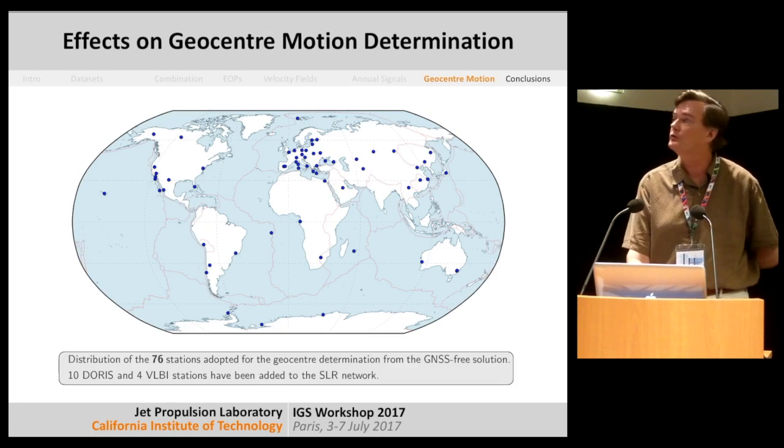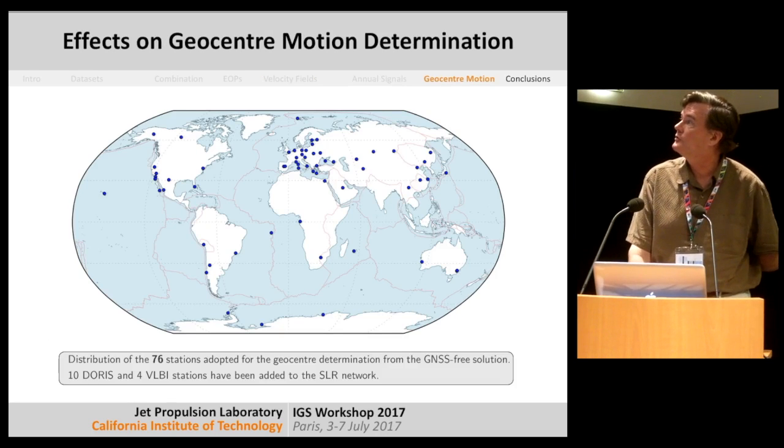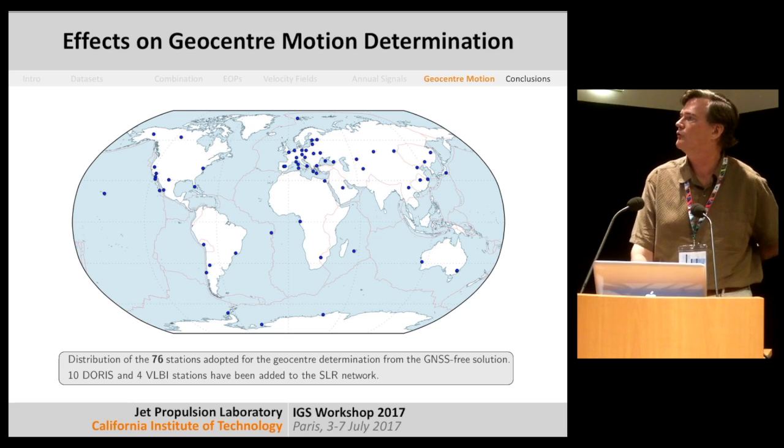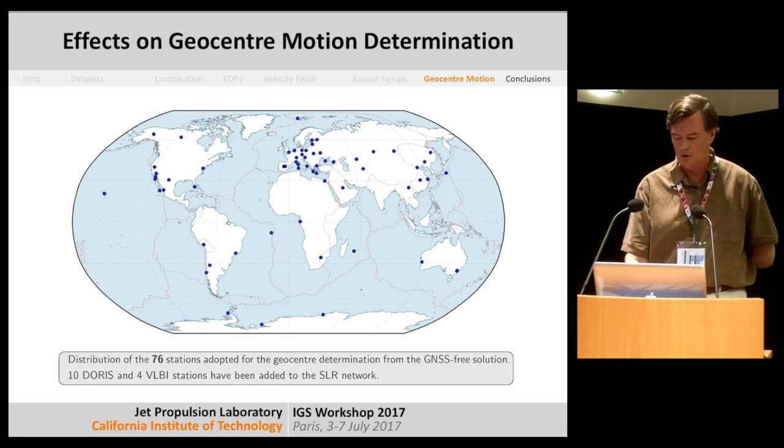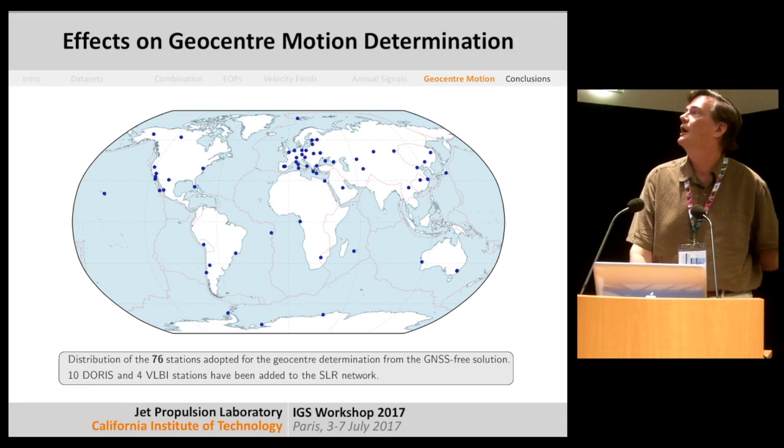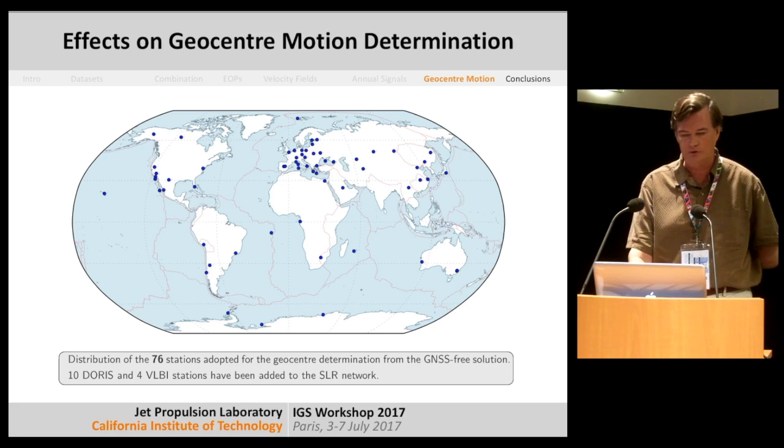Effect on geocenter motion. Here is the station distribution that we used for the no GNSS version of determining geocenter. We had to include 10 Doris and 4 VLBI stations in this to get a reasonable global network to do this. And of course, this is different than the network that we used to determine the JTRF 2014 geocenter.